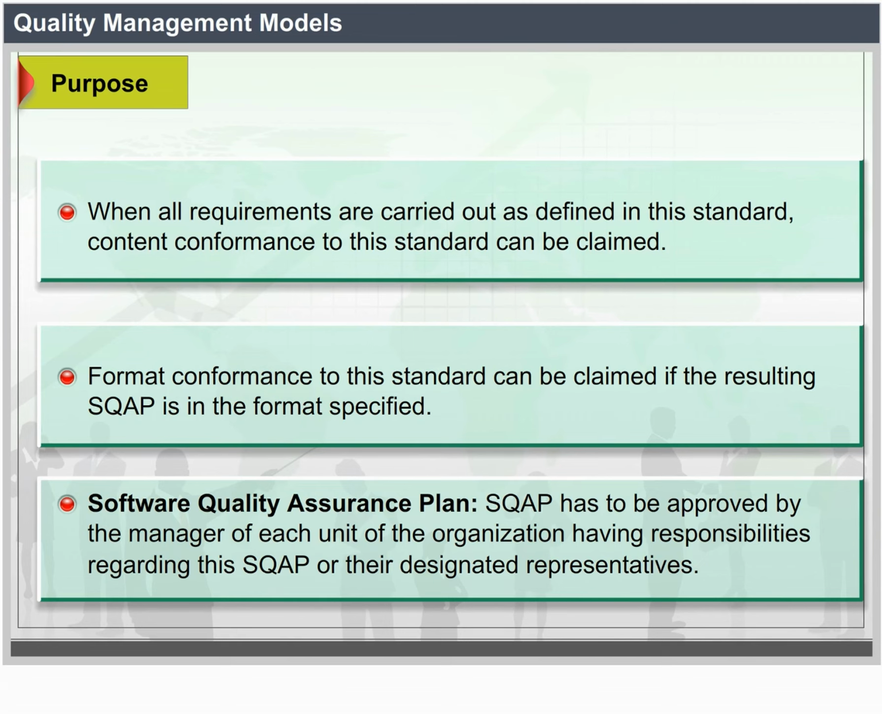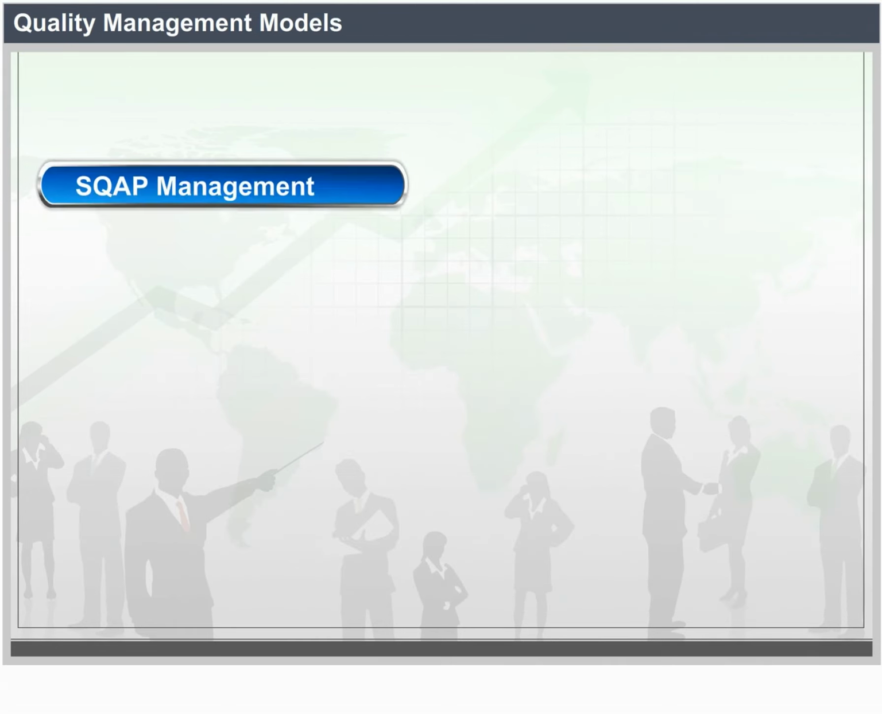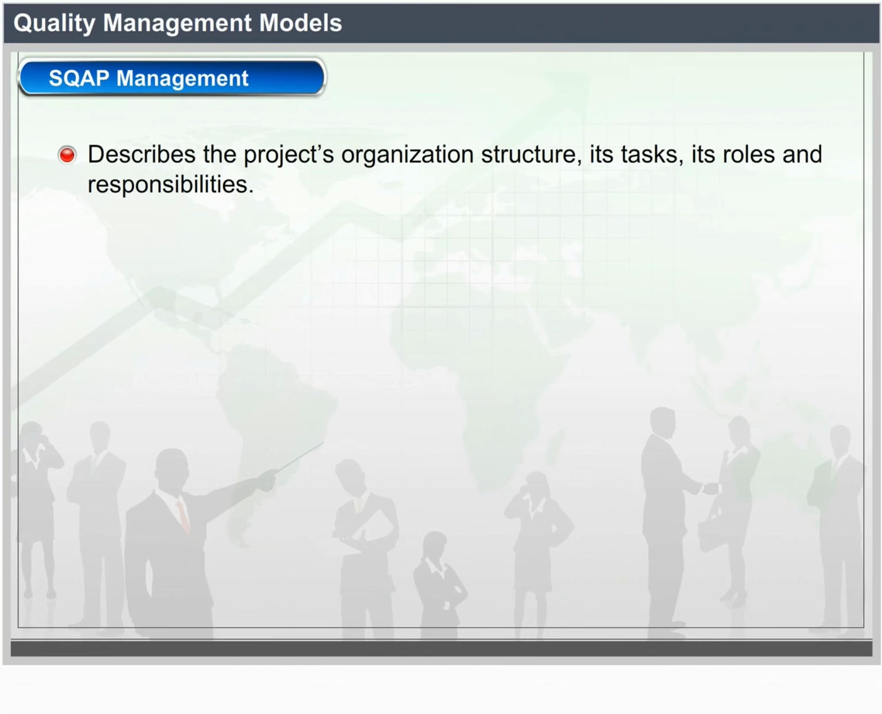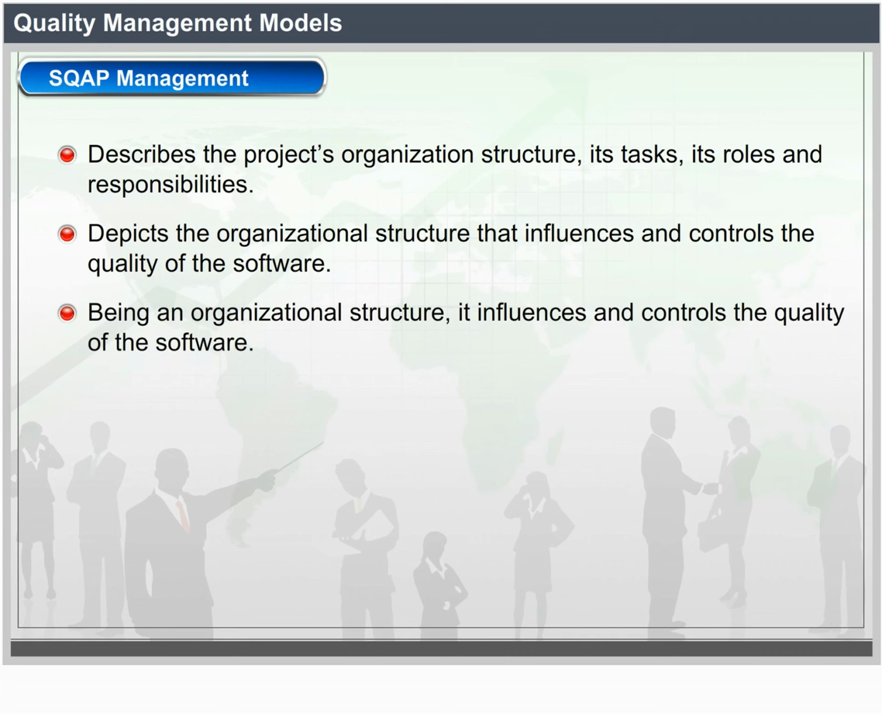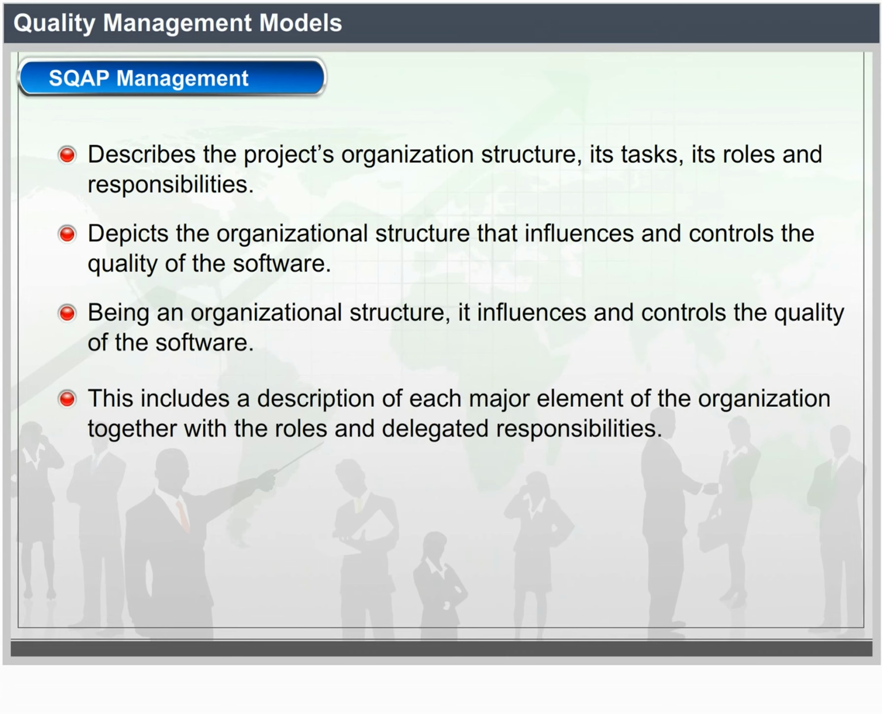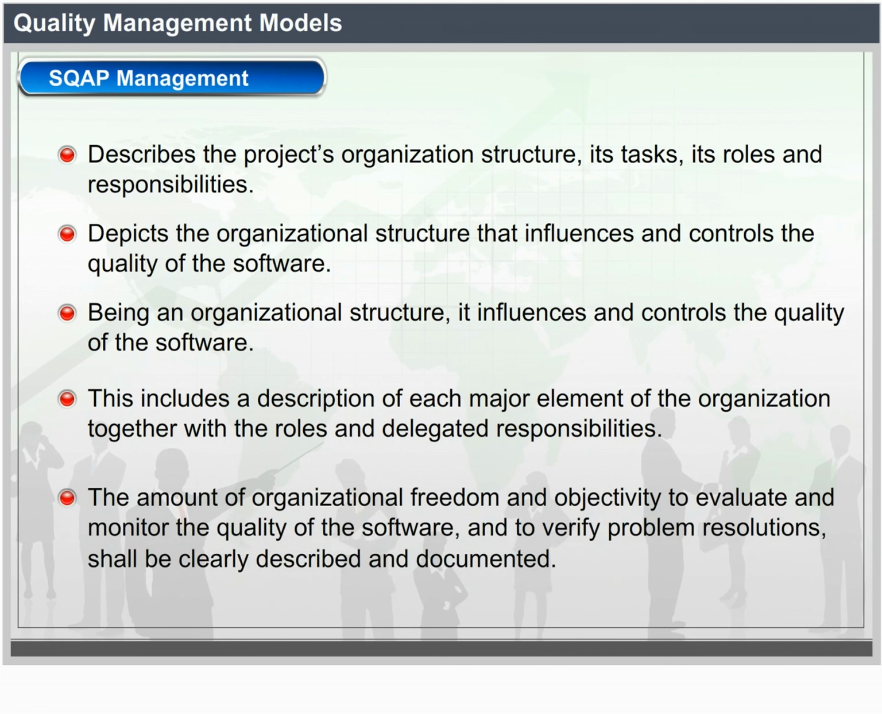SQAP Management describes the project organization structure, its tasks, and its roles and responsibilities. It depicts the organizational structure that influences and controls the quality of the software. This shall include a description of each major element of the organization, together with the roles and delegated responsibilities. The amount of organizational freedom and objectivity to evaluate and monitor the quality of the software and to verify problem resolutions shall be clearly described and documented.